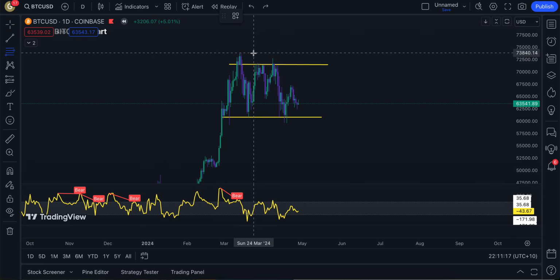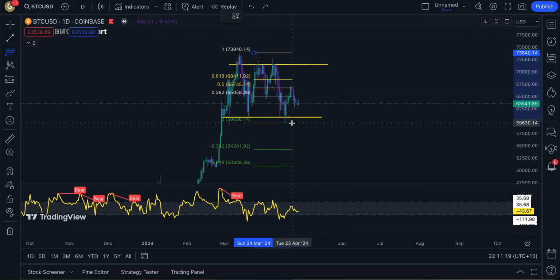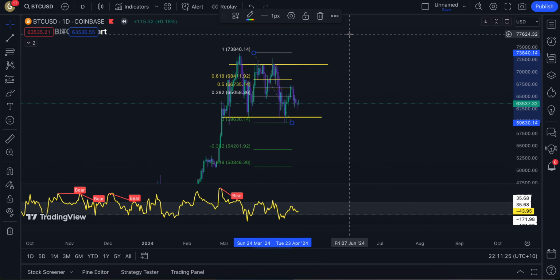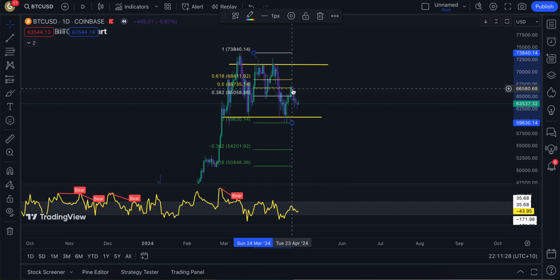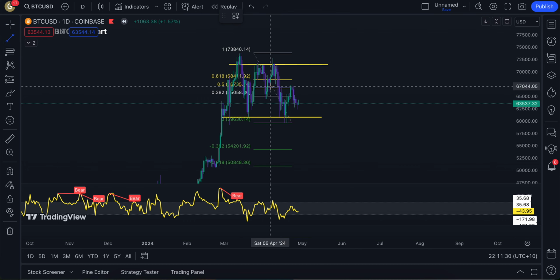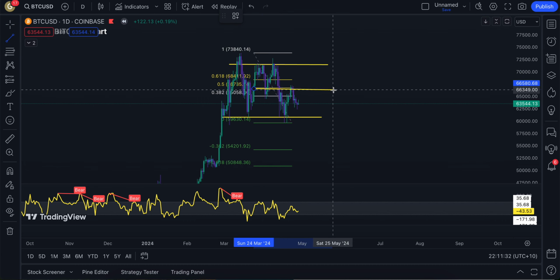So I could say that the fib retracement here, okay, so I draw my 1 to the 0, the top of the range all the way to the bottom of the range, and that's going to show me some of the levels that you can obviously trade within this particular support and resistance zone. So as you can see here, just really quickly, this is the 0.5 level.